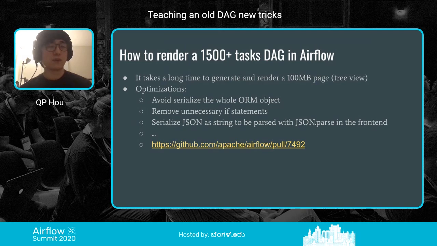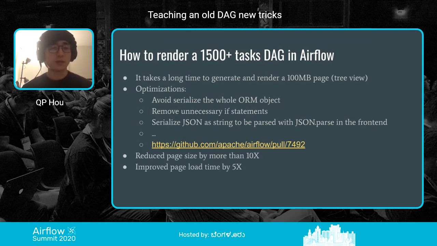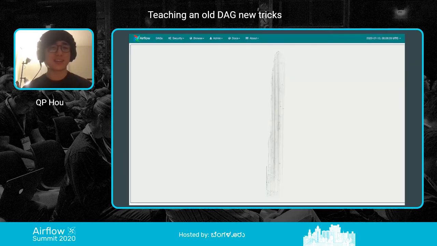We did a lot more optimization than just this, and you can take a look at the PR to see what other things we did to make it faster. So as an end result, we reduced the page size by more than 10x, and we improved the page load time by 5x, and we were able to finally load the DAG in Airflow Web. And this is what it looks like in Airflow. Obviously, it's not really useful if you don't zoom in.